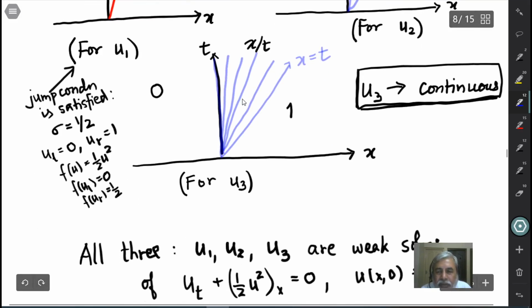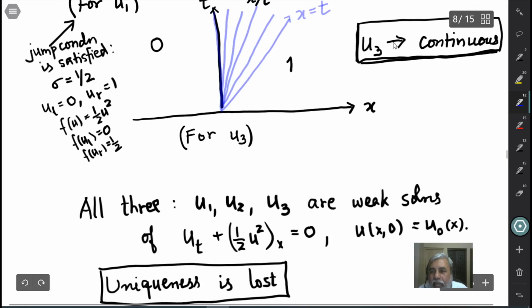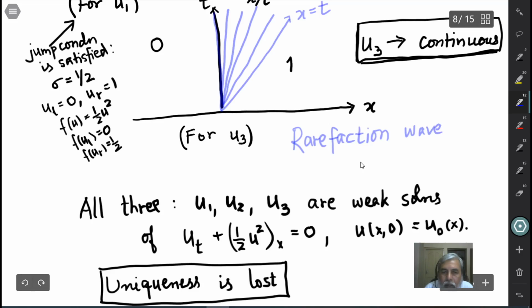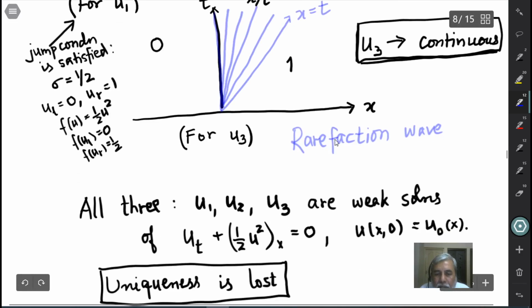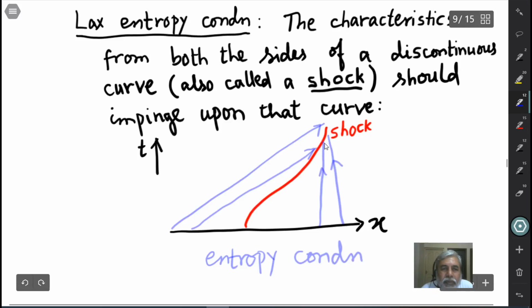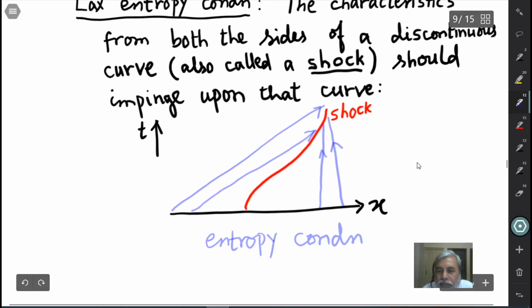So here the question of verifying the entropy condition does not arise because u3 is continuous. This has a name: it is called a rarefaction. It's a constant state on the left of this. So this is like a fan, also called a fan wave. This fan wave joins these two states 0 and 1 continuously. At the left it joins 0 and at the right it joins 1. And over the years this entropic condition has gone into many different forms.